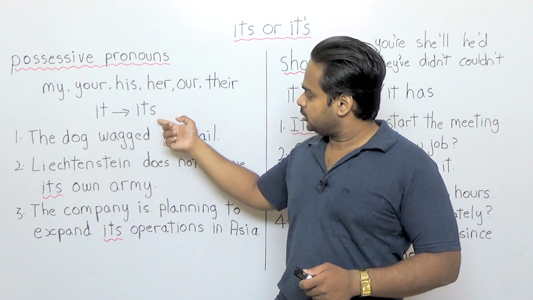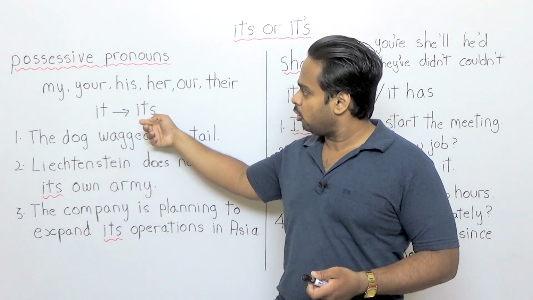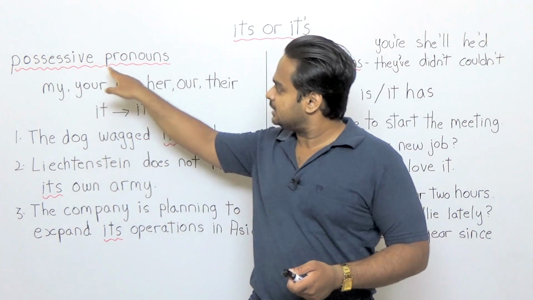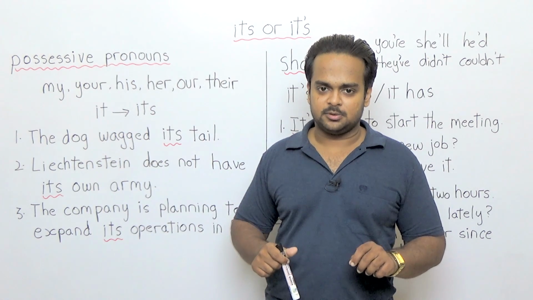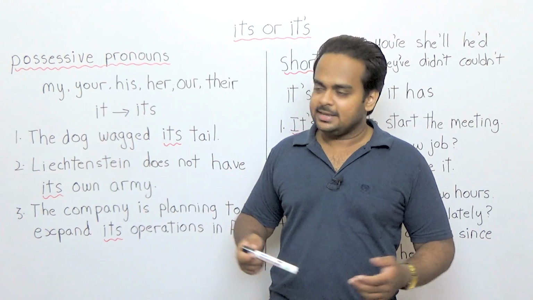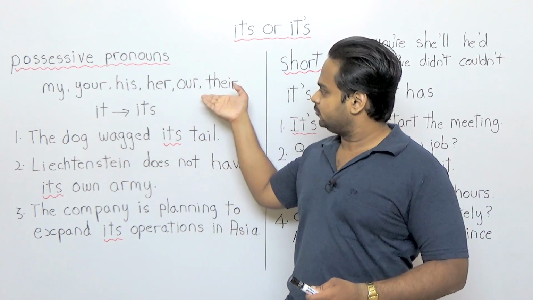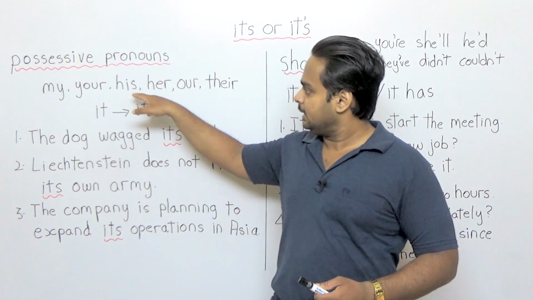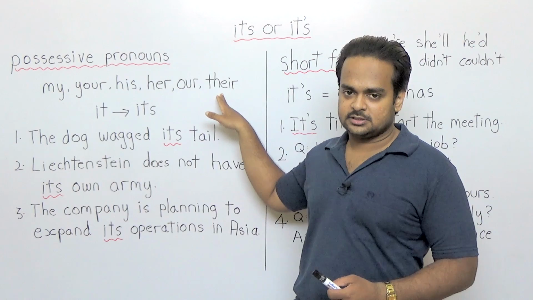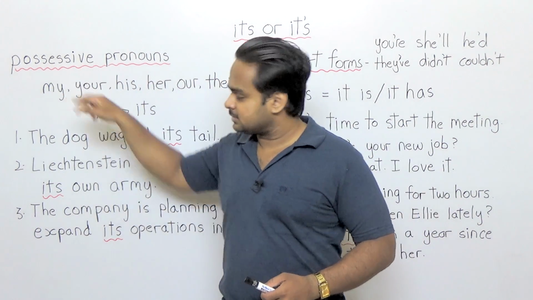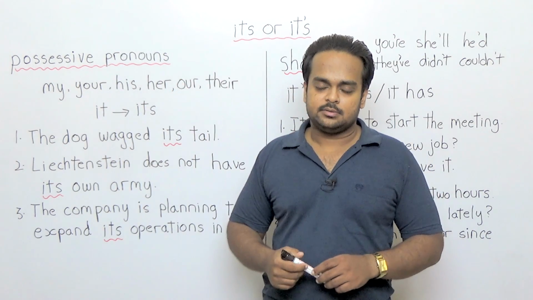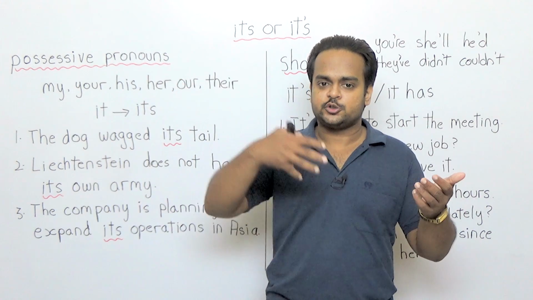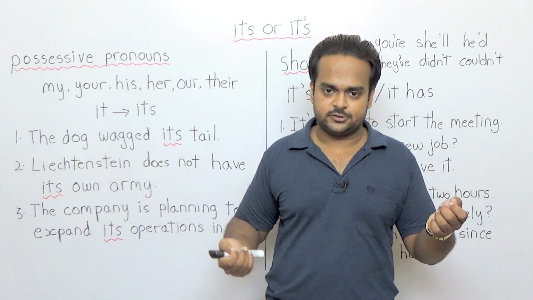Let's now talk about its without the apostrophe. When you have this word, that is its with no apostrophe, you have a possessive pronoun. I know that sounds like a difficult couple of words to say, but all that is this family of words. My, your, his, her, our, their, etc. Possess means to have something. So these words just show that something belongs to something or someone else.